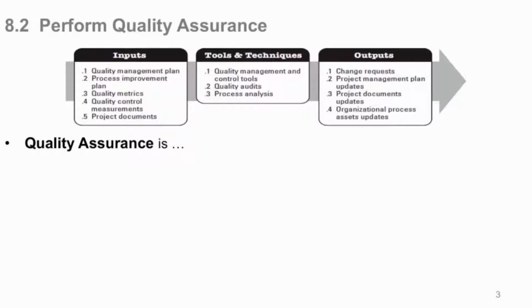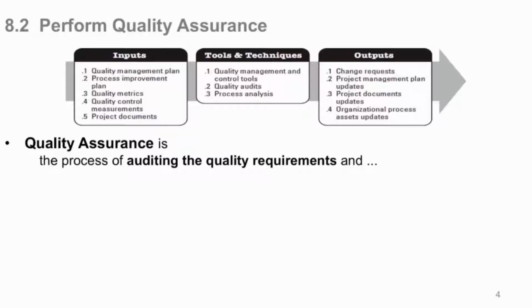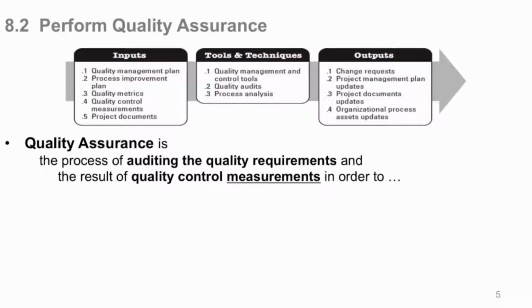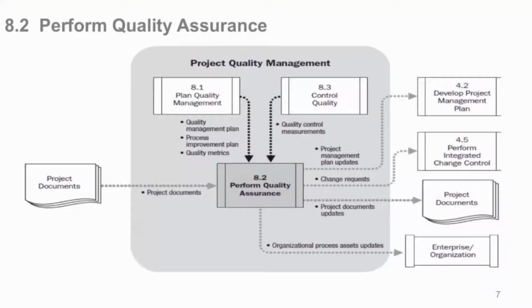Just remember, one goes before the other in the real world. But performing quality assurance, what is that? It's the process of auditing the quality requirements that are provided in the plan and the results of the measurements done in 8.3, Control Quality. It's taking the quality requirements and auditing them against the actual measurements of a deliverable or a process in order to facilitate improvements to the quality process. That's why it's a doing thing. You're going to be improving quality processes because of whatever happens with your metric deviations in 8.3.